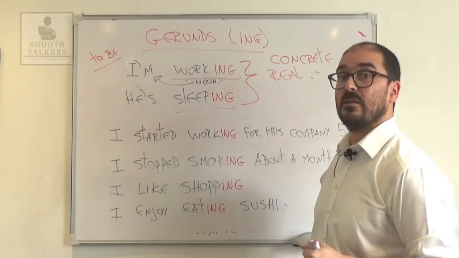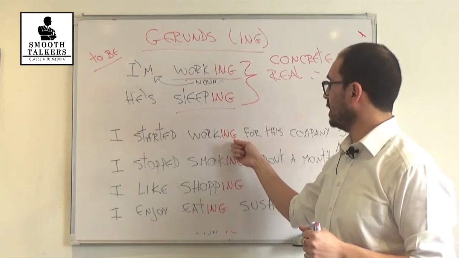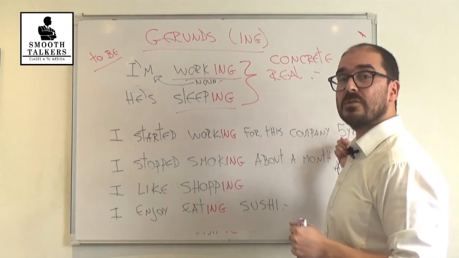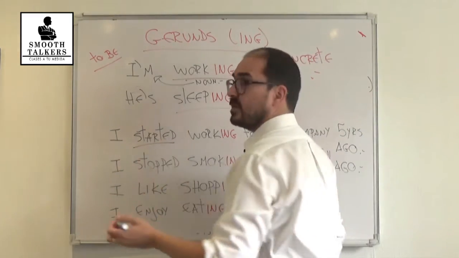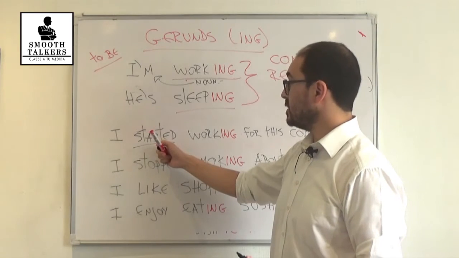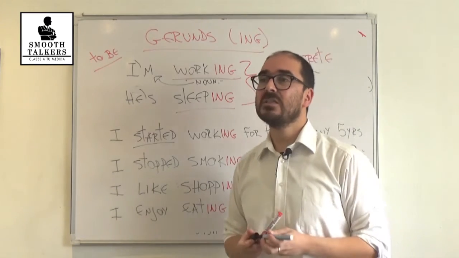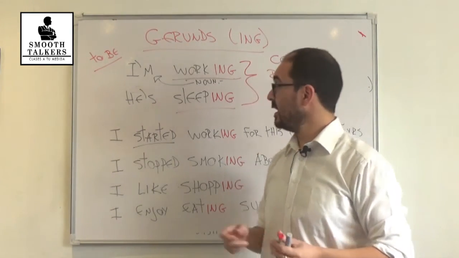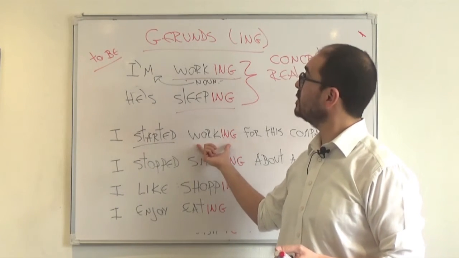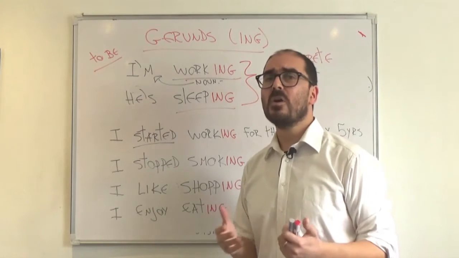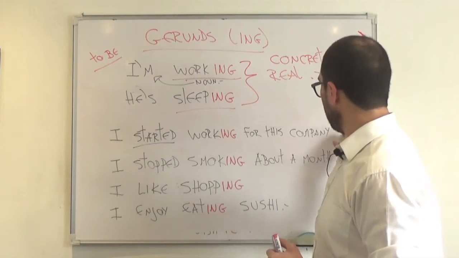Let's take a look at the next following phrases. I started working for this company 5 years ago. What? Take a look at this. We're using a verb, to start, okay? And after to start, we're using to work. But we're not saying I started to work. We're saying I started working. So instead of using an infinitive, we're using a gerund. Because we're talking about something real. Okay? I started working for this company 5 years ago.